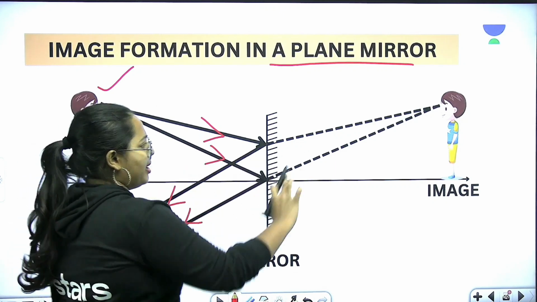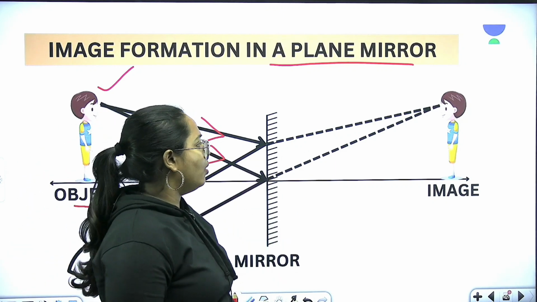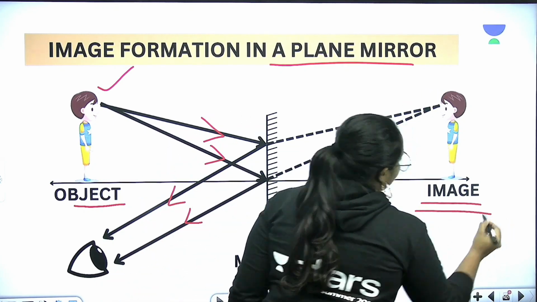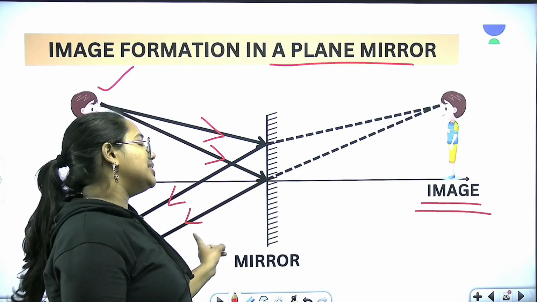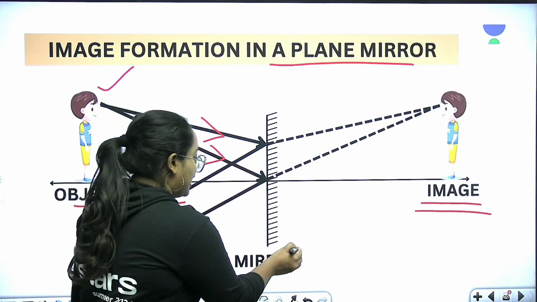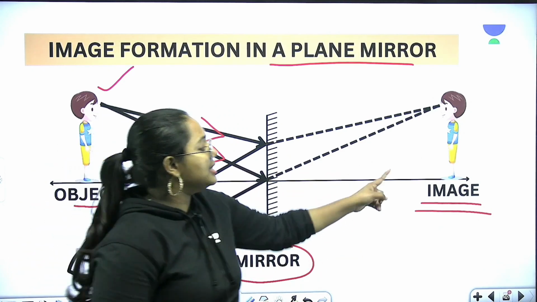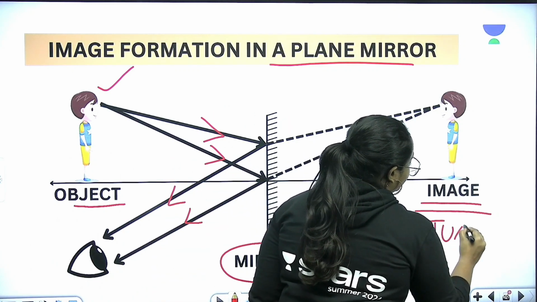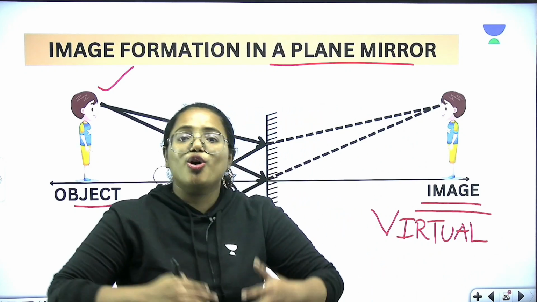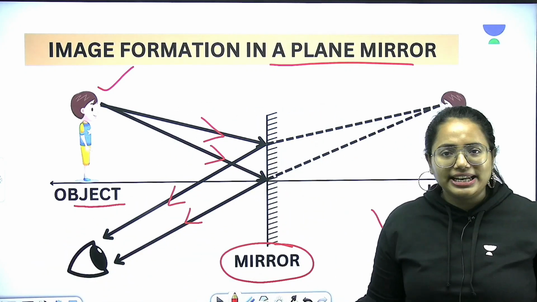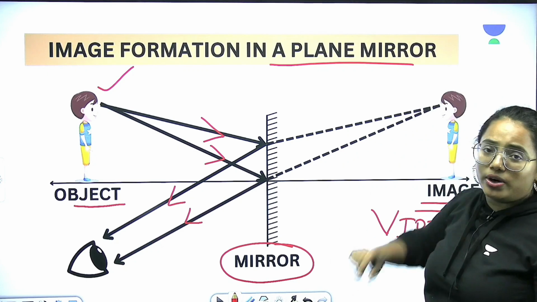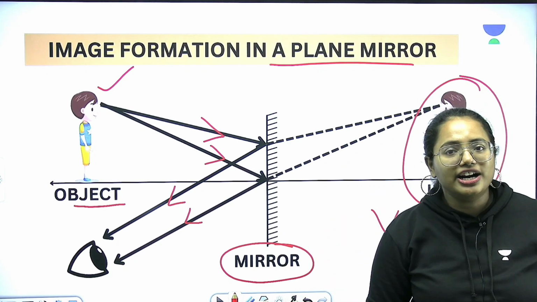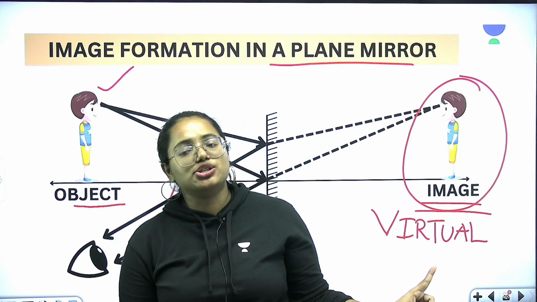But where does the image form? So for that I have to trace it back, and this is where the image has formed. So from this we can understand that on a plane mirror the image formed is virtual, because they are not converging actually. There is no real convergence. That is the reason we are tracing it backwards, and therefore we are able to generate a virtual image here. Got it? I hope everyone is clear. Shall we move on to the next one?